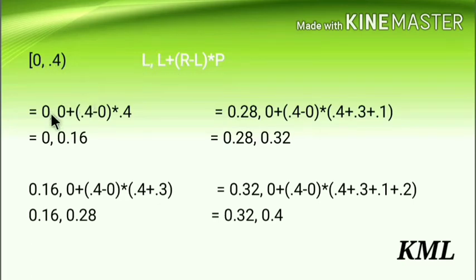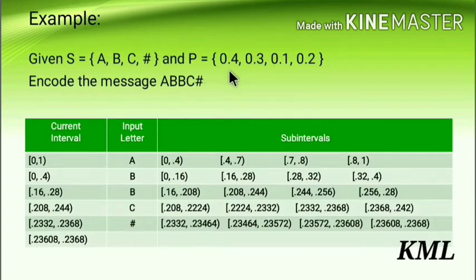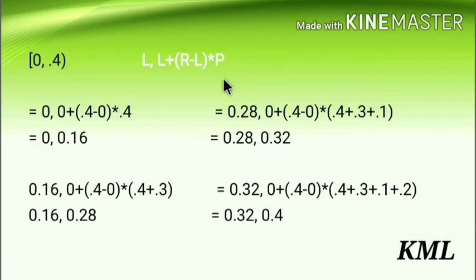So you get a 0 here, comma, what is L? 0 plus R minus L. So 0.4 minus 0 into what is P here? P1, because we are finding the first subinterval. So we have to take the first probability. Our first probability is 0.4, so we multiply it with 0.4. So you get 0, comma, this 0 remains as it is, and this evaluates to 0.16. So next we have the second subinterval.